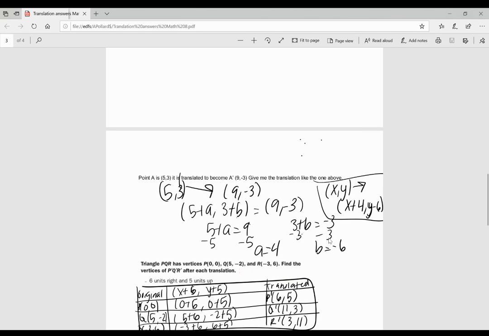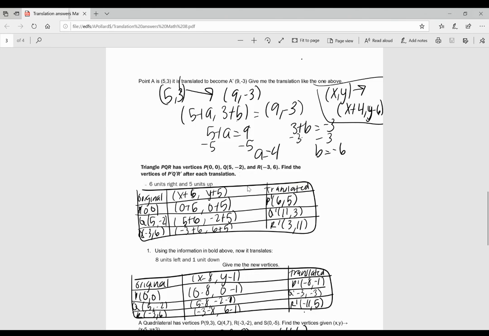And we've seen how to solve for variables before. So we subtract our 5 over, we get our a as 4, we subtract our 3 over, and we get our b as negative 6. So our final answer is going to be x plus 4, y minus 6. So that means we are going 4 to the right and 6 down. And you can check if that makes sense. You can see that if we go up 4, 5 plus 4 is 9. If we go down 6, 3 minus 6 is negative 3. So it worked. You could check your answer that way.